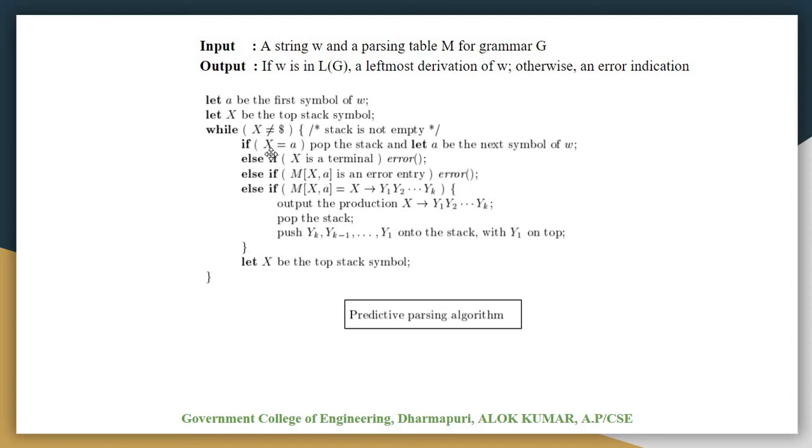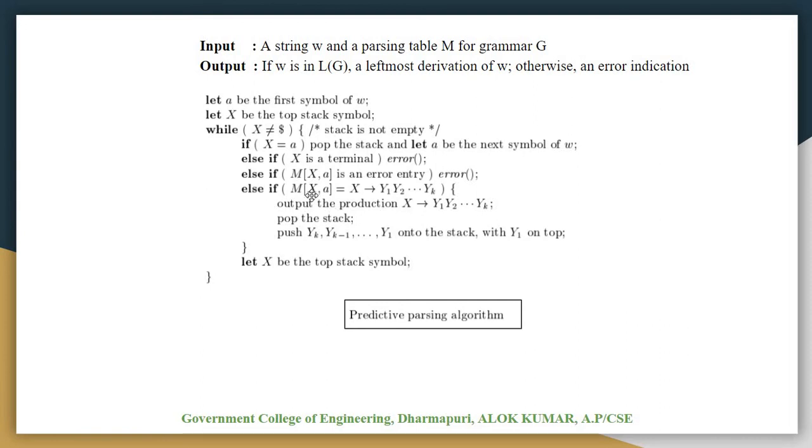So here we will check whether X is equal to A, then we will pop the stack and let A be the next symbol of W. Okay, so we will move further to the next symbol of that input string. Else if this condition is false, then we will go here. Else if X is a terminal, then we will say error. If again this condition is false, then in this predictive parsing table, if an error entry is there, we will say that one is an error.